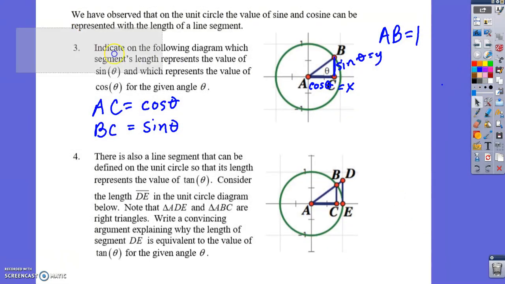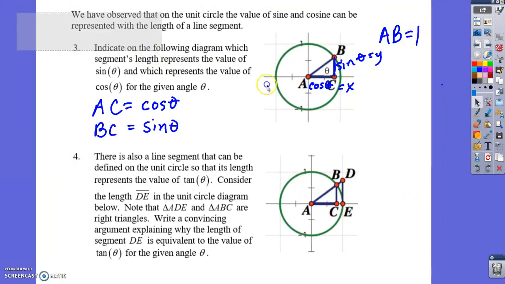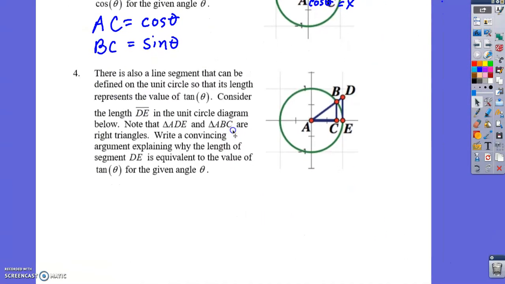So we're going to see what can be done here, and see if we can come up with what's going on. So we know that if this is theta, and we're using our triangle, the tangent of theta is equal to sine over cosine, which is BC over AC. And what we're trying to show is that DE is going to represent the tangent of theta.